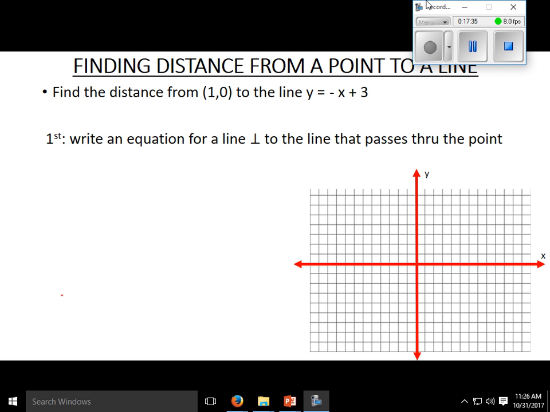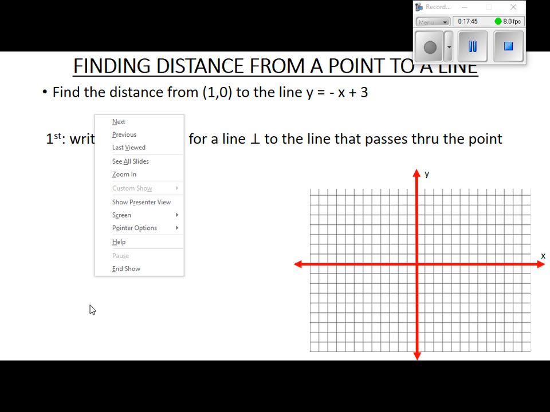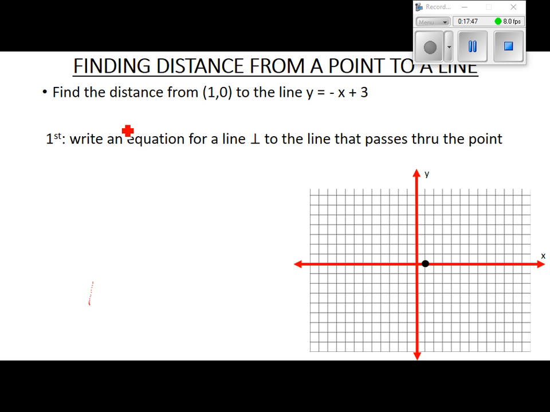So we got this point and we got this line. First thing we're going to do is we're going to graph them. So right there on your graph, let's start off, graph the point 1, 0. You go over right one, put a dot, right? So graph it on your graph. Now you don't have to graph them. I'm going to graph them.